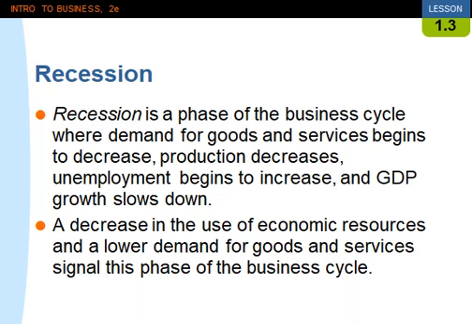When automobile companies cut back on production, businesses that supply steel, fabrics, and other goods needed in producing automobiles are affected. This ripple effect often causes smaller supply firms to go out of business. A decrease in the use of economic resources, and a lower demand for goods and services signal this phase of the business cycle.